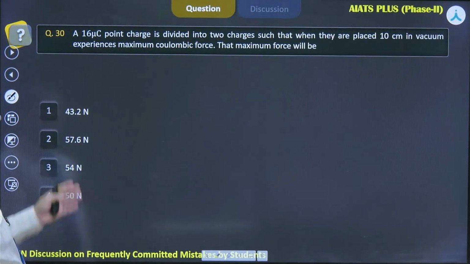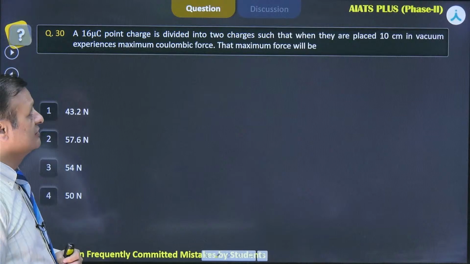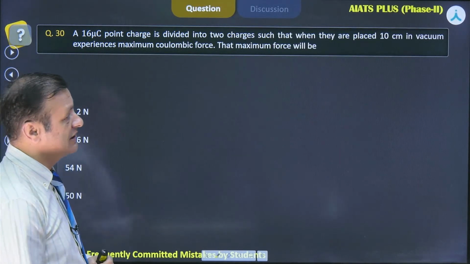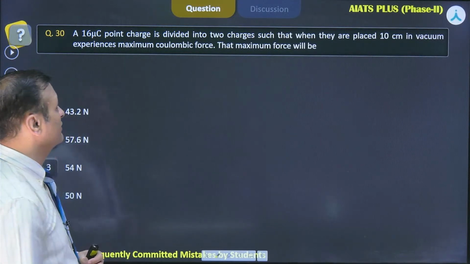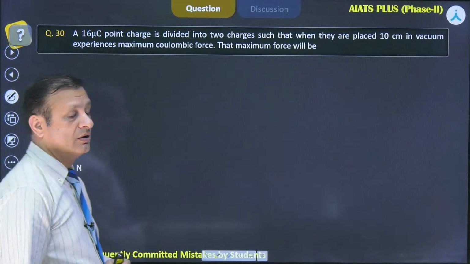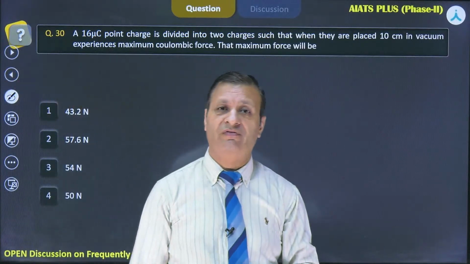A point charge of 16 microcoulomb is divided into 2 charges such that when they are placed 10 centimeter apart in vacuum, they experience maximum coulombic force. What is that maximum coulombic force?